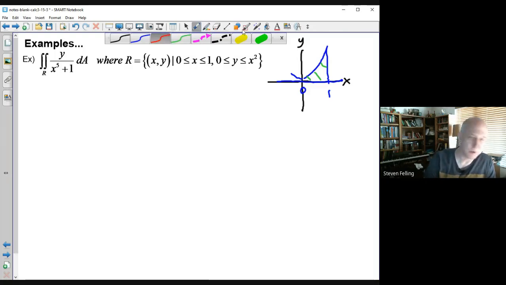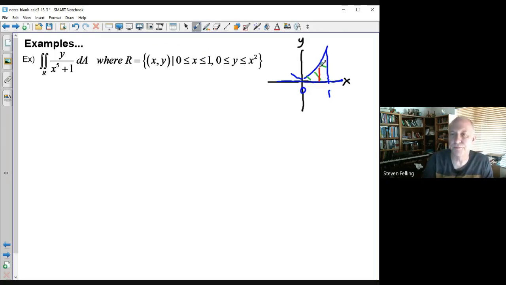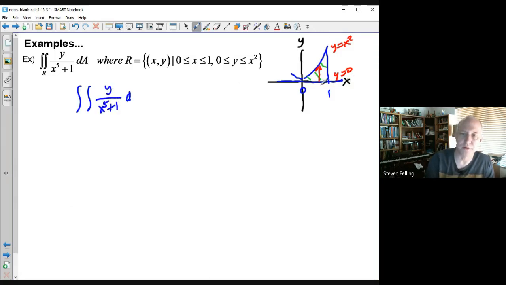Doesn't really matter which one. Let's try up. Now, if we go up, that means we're going from the line y equals 0 to the curve y equals x squared. So these are going to be my limits of integration. So I would set this up this way: y over x to the 5th plus 1. We're doing y first, right? Moving in the y direction, then x. And the limits would be from y equals 0 to y equals x squared, and then the x limits would be from 0 to 1.